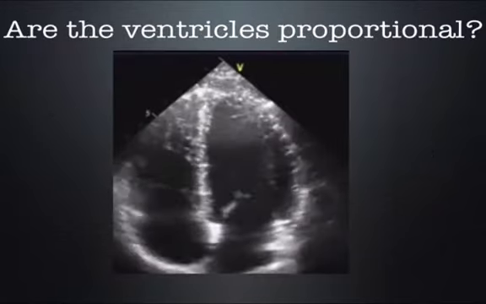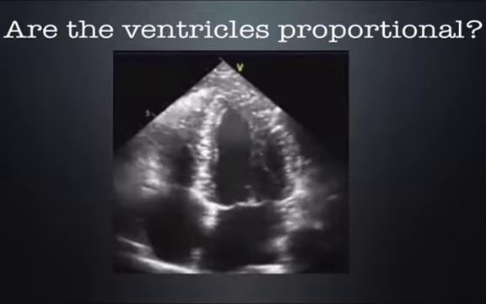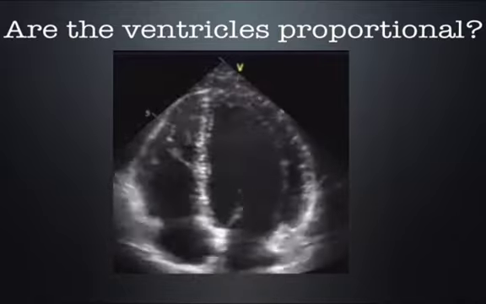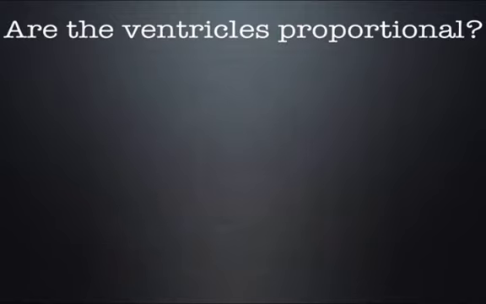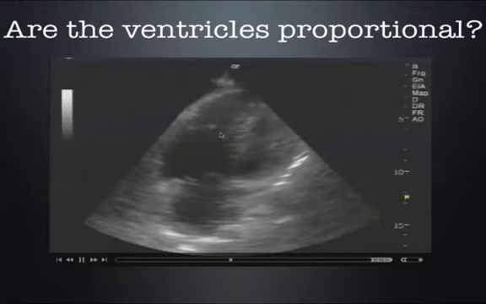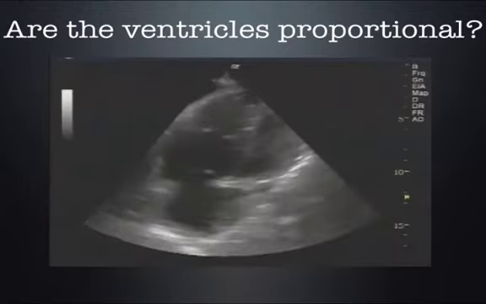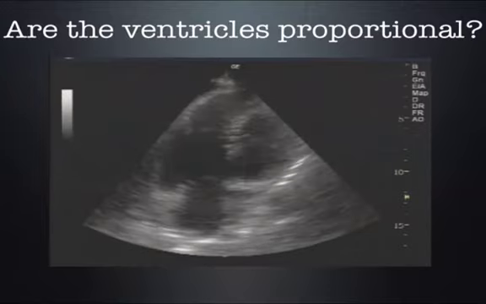So looking at this image, are the ventricles proportional? Well, the right ventricle looks approximately half the size of the left ventricle, so I would say yes. How about this case? Well, here we can see that the right ventricle is a lot larger than the left ventricle. So clearly in this case, the ventricles are not proportional.